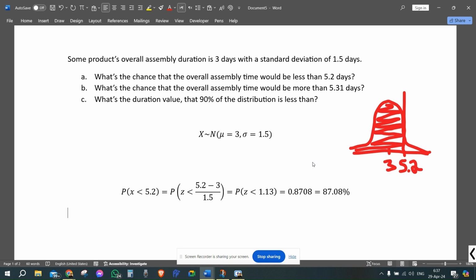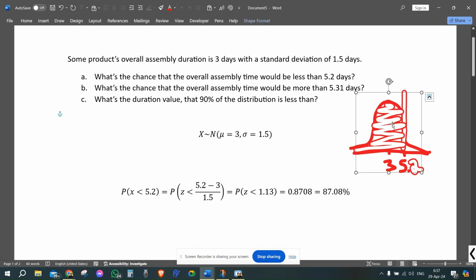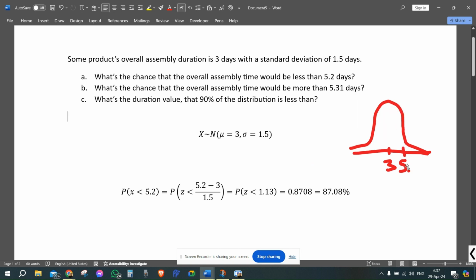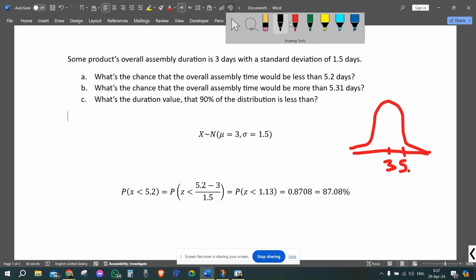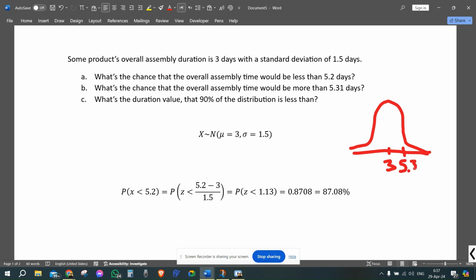Now we're looking for the probability of the assembly time to be greater than 5.31 days. So let's see how this is done. We can use the same plot for this. We can remove that part, right? And I'm going to do a bit of manipulation. Here we have 5.31. And we're interested effectively in this area. Okay, so this is the area we care about. We can see that we're expecting this to be less than 50%.